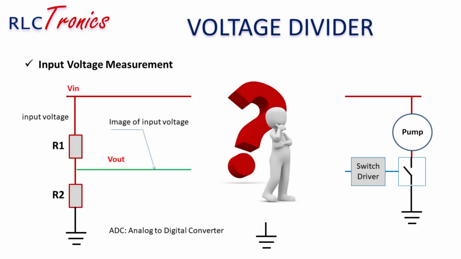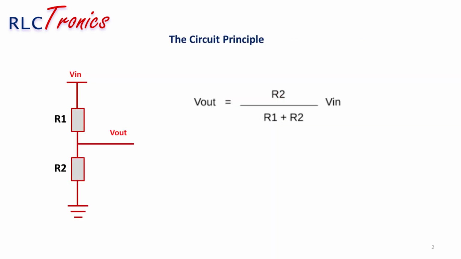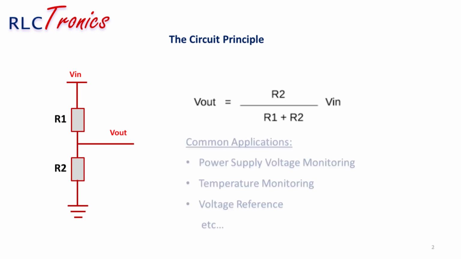This lesson is destined for beginners in electronics. Today we're going to discover the operation and the applications of the resistive voltage divider. If you are starting in electronics, just consider this small and simple circuit is going to be your best friend. As you can see, the circuit consists of only two resistors that are used to convert an input voltage to a lower output voltage. This circuit is widely used in electronics for power supply monitoring, temperature monitoring, and voltage reference inside a given circuit, etc.